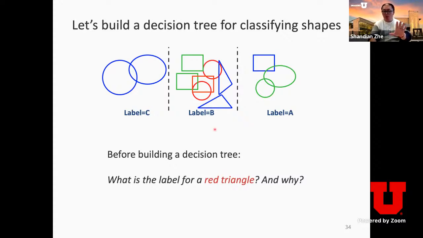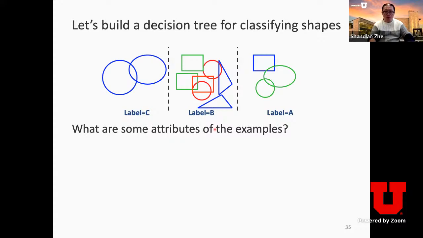So we see how this is reflected in our decision tree construction. We know that we have two attributes for each example, color and shape. We can start with color.